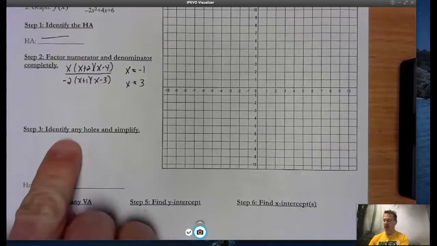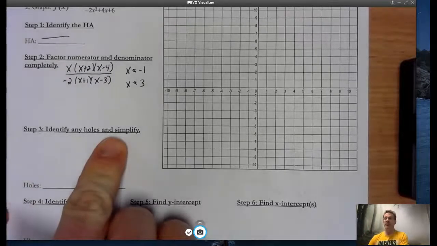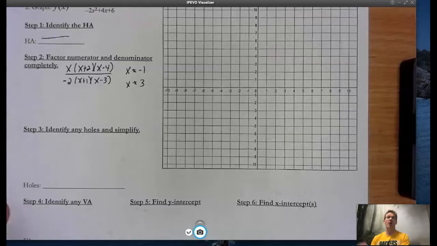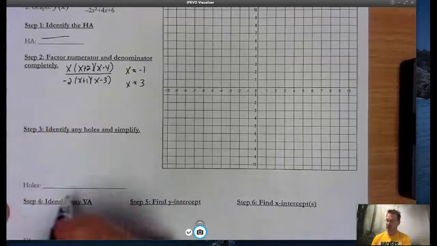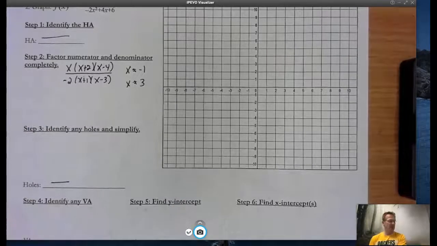All right, so identify any holes and simplify. Well, we can't simplify. Therefore, there are no holes, right? There are no common factors, so we don't have any holes. So notice in this particular problem, we don't have a horizontal asymptote. We don't have a hole, okay? All right, so that's why you have to go through the process.